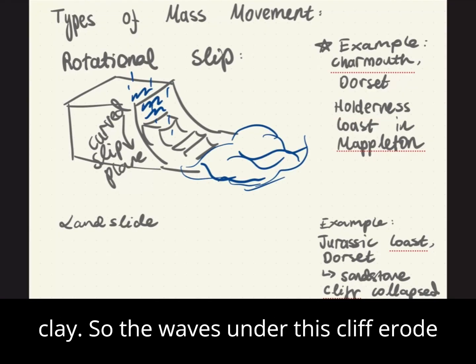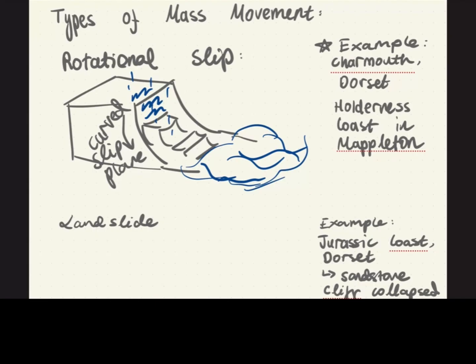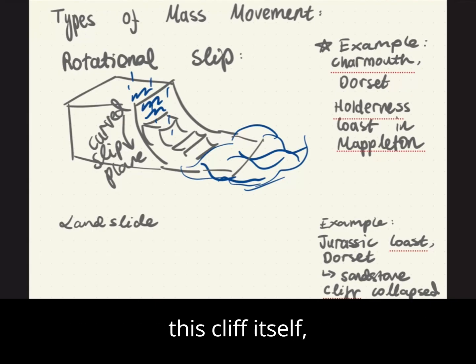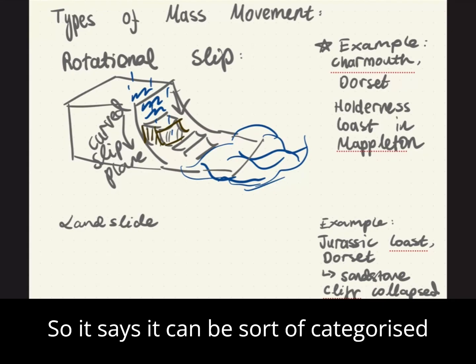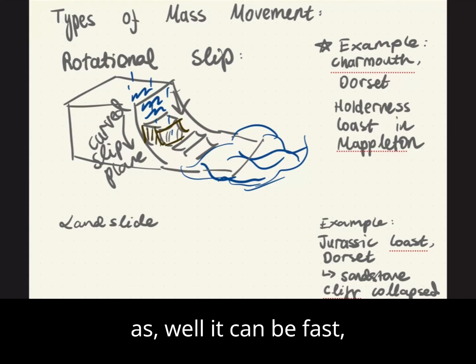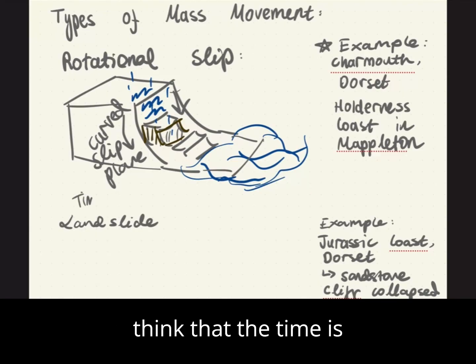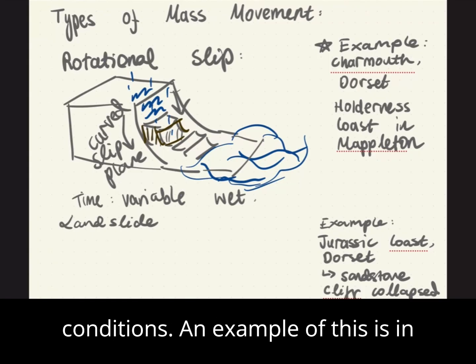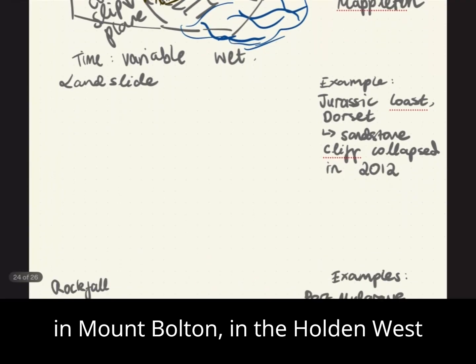So the waves under this cliff erode the base through hydraulic action and abrasion, which forms this wave cut platform, as we said. Then the material of this cliff itself falls down this curved slip plane and forms clumps of material on the beach. So the process can be fast, but it can also take a long time. So I think that the time is variable and happens in wet conditions. An example of this is in Charmouth, in Dorset, or in Mappleton, on the Holderness Coast.